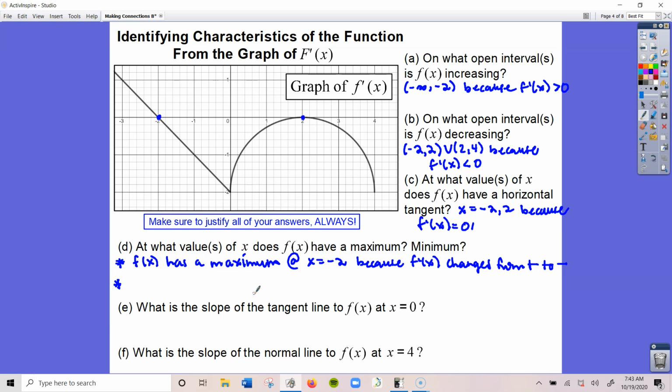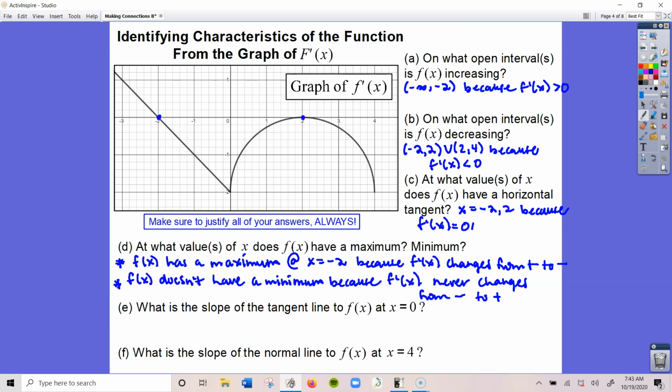And then finally, f of x has a minimum when your derivative changes from negative to positive. Now, if you look at your graph, the graph never goes from below the x-axis to above the x-axis. So we would say that f of x does not have a minimum, but you would still have to justify. And this is because f prime of x never changes from negative to positive.